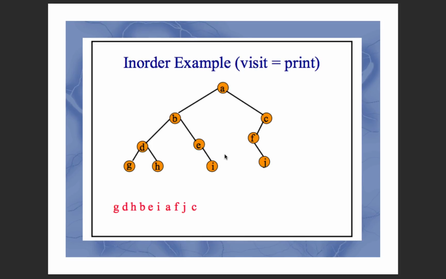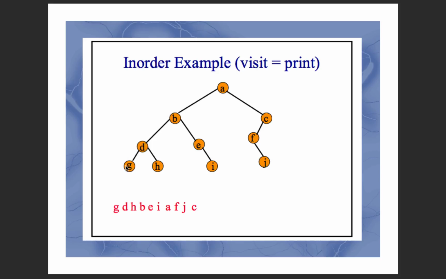Now if you go to a larger in-order example, if you want to print this data in in-order, you have to start with the root. We cannot print the root first, we go to the left side, then we go to the left side, then we go to the left side, so we print g because there is no left side.